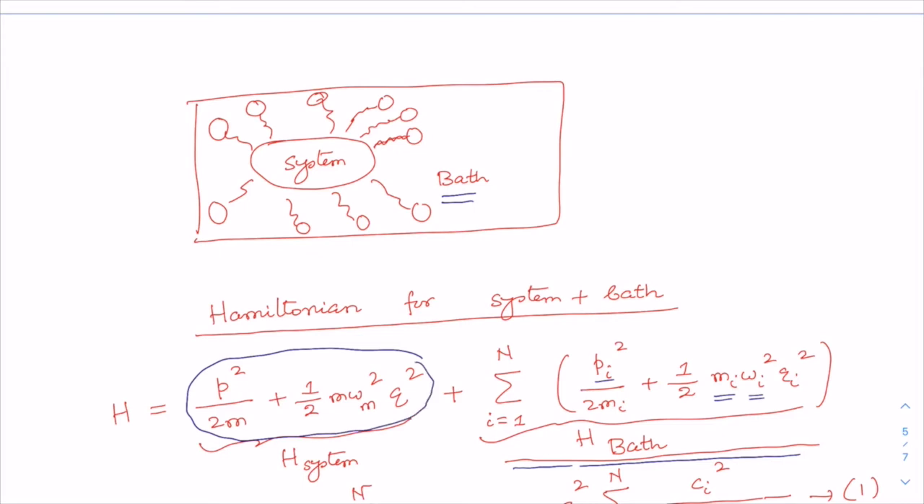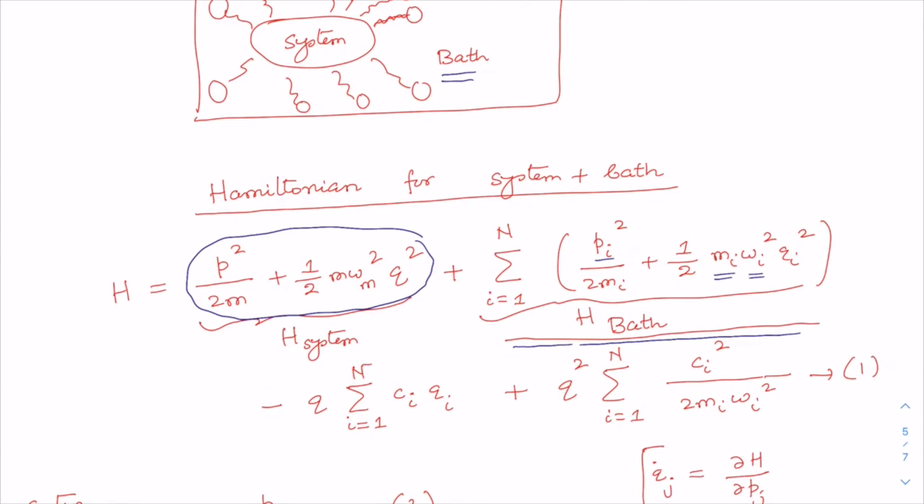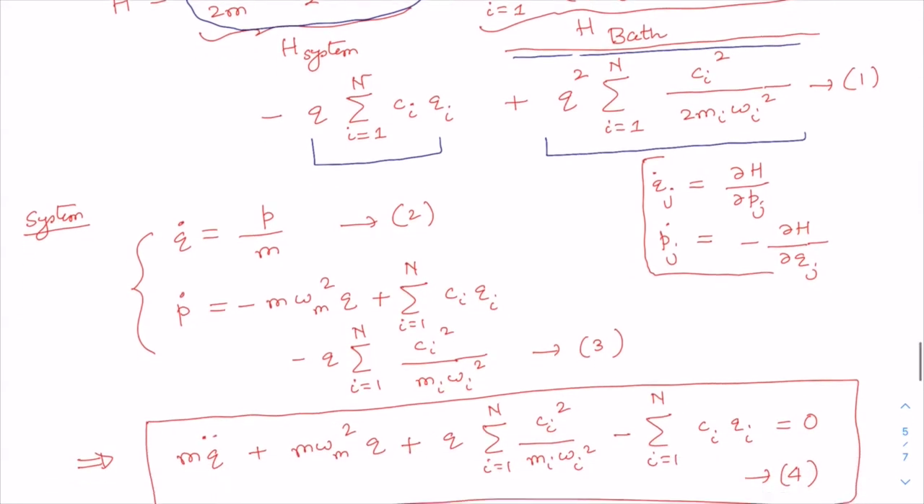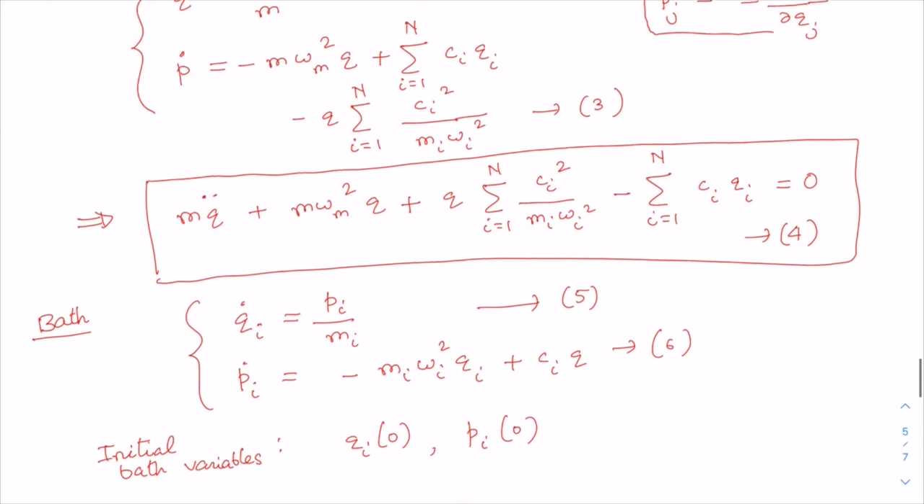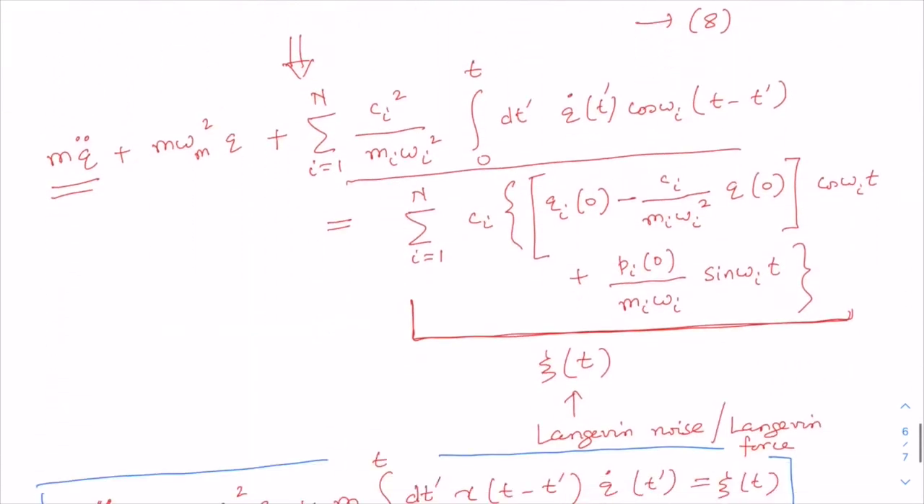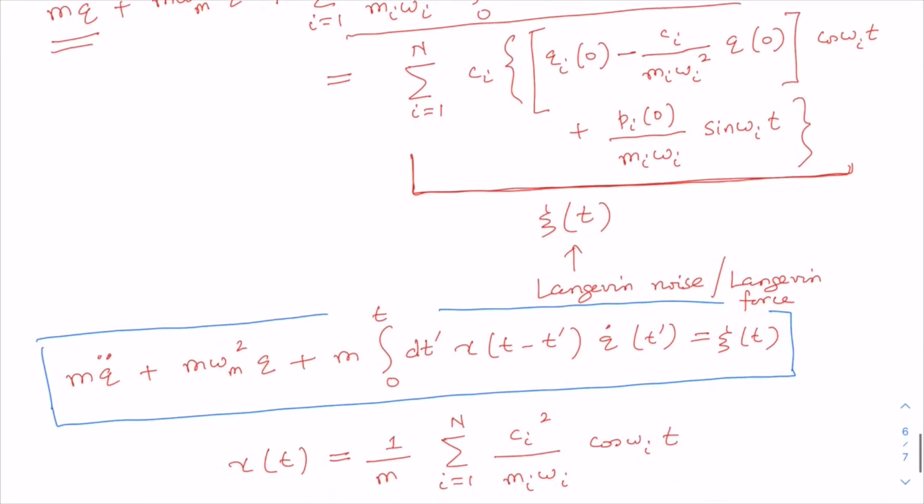So this is the Hamiltonian for the system, and this is for the bath, and this is the coupling between the system coordinate and the bath coordinate. And this term is there just to compensate or cancel the frequency shift due to the coupling between the system and the bath. Then we went on to write down the equation of motion for the bath variable as well as the system variable, and after doing the analysis, we ended up with a very nice equation.